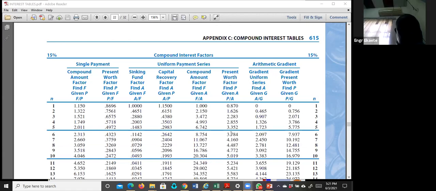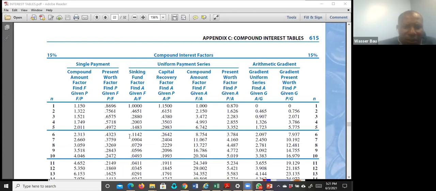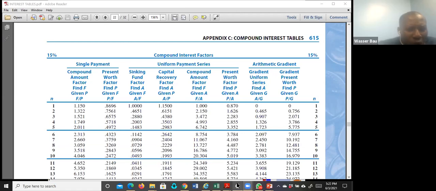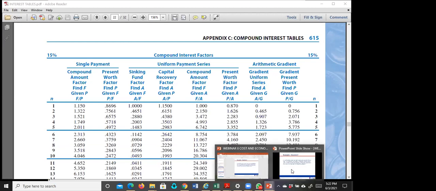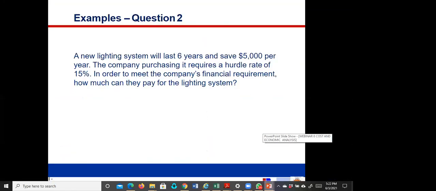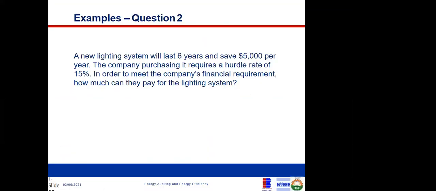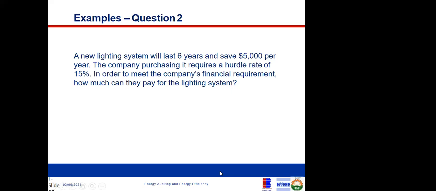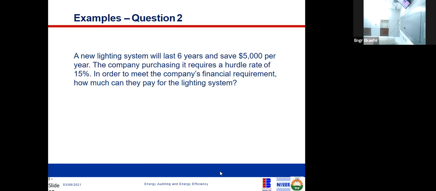Okay, 15%. Then 6 years. So here. We are looking for the present worth. The present worth of what? 3.784. Question number 2, yes.